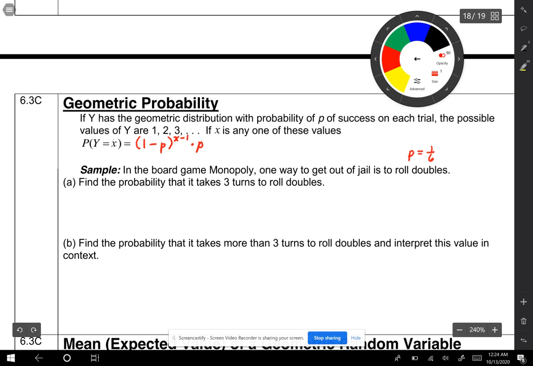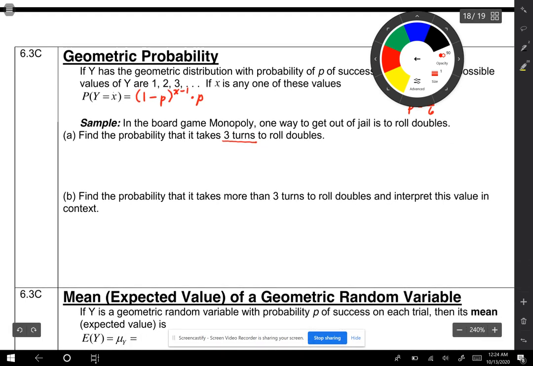Find the probability that it takes exactly 3 turns to roll doubles. So in that particular case, the probability for x equals 3 is equal to, using the formula, the first two fail, so you could say 5/6 times 5/6, or 5/6 to the second power times 1/6, because you have your 2 failures before you have your success. And you multiply that out and you get 0.1157.